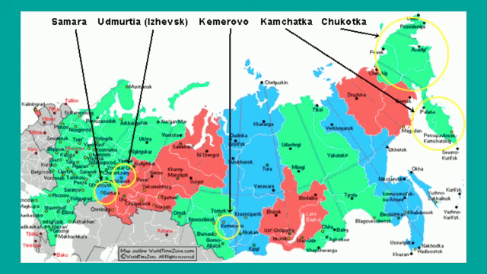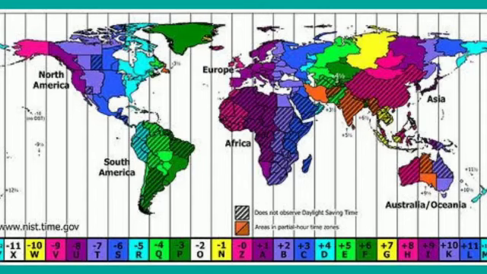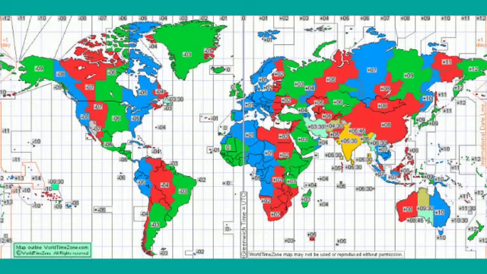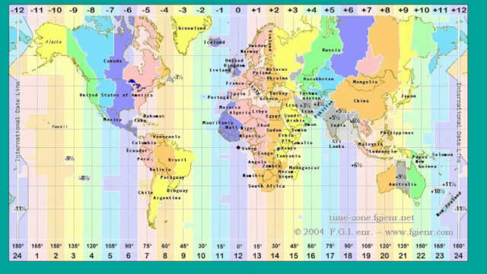Some countries have a great longitudinal extent, and so they have adopted more than one standard time. For example, in Russia there are as many as 11 standard times. The earth has been divided into 24 time zones of 1 hour each, and each zone covers 15 degrees of longitude. So our chapter is completed.